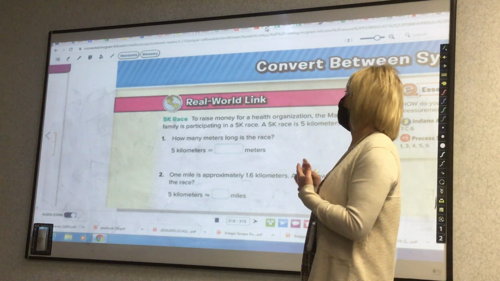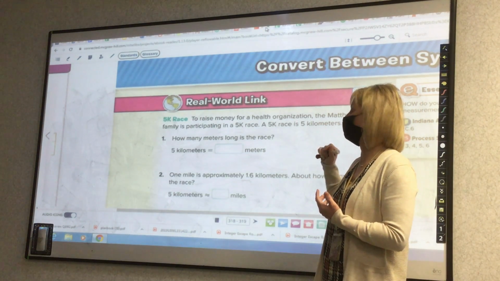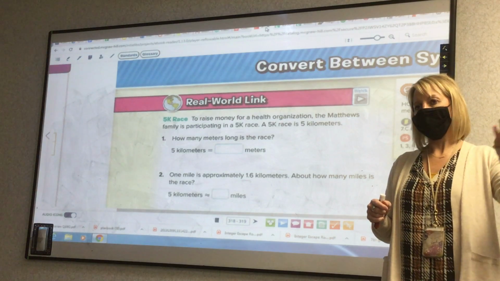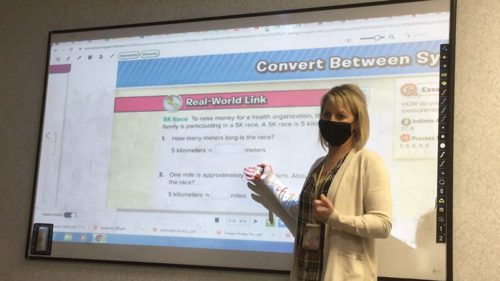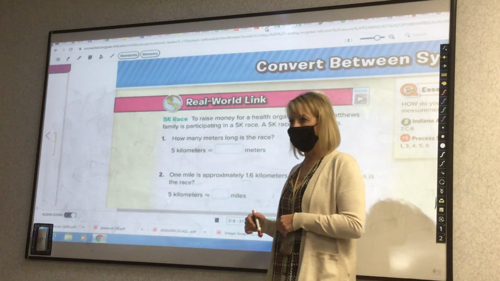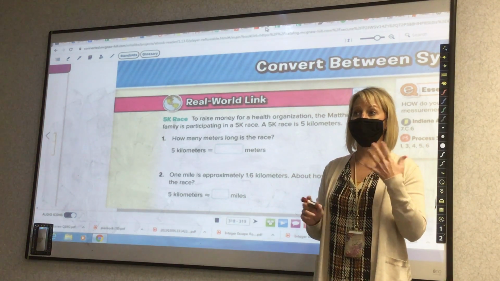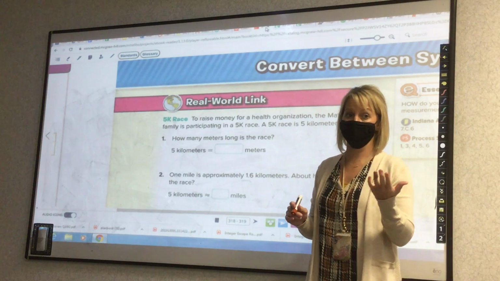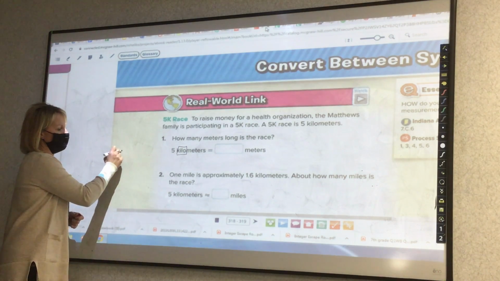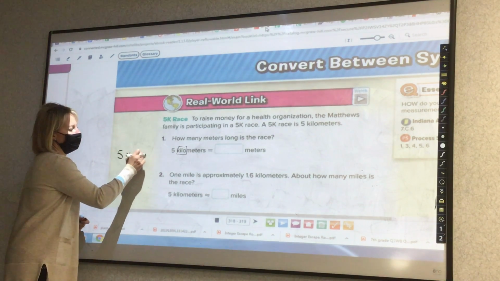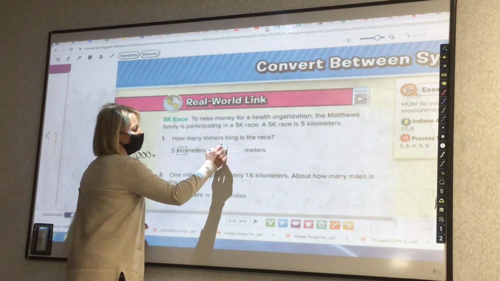A lot of times you think a 5K is 5 kilometers, and we want to know how many meters long that is, okay? If it's kilometers to meters, that's all metric, right? So how many meters are in 1 kilometer? That's something that should probably be memorized. It's 1,000. When you think of kilo, you think 1,000. So I'm going to take 5 times 1,000, which would equal my 5,000 meters.